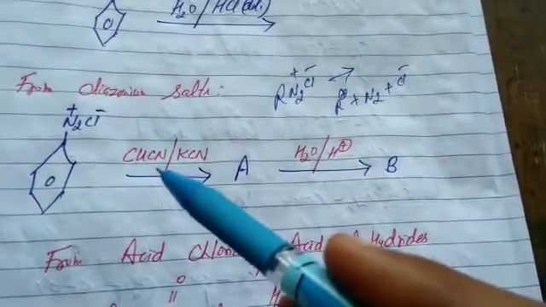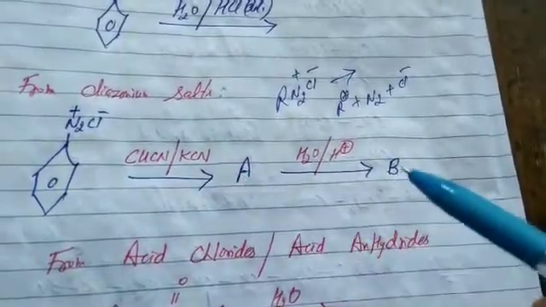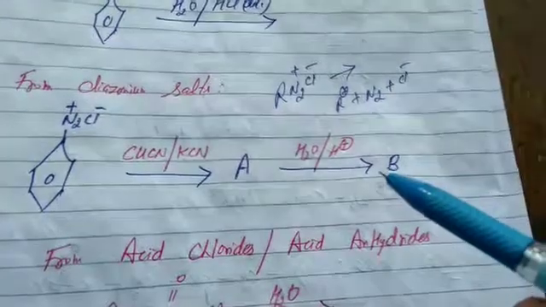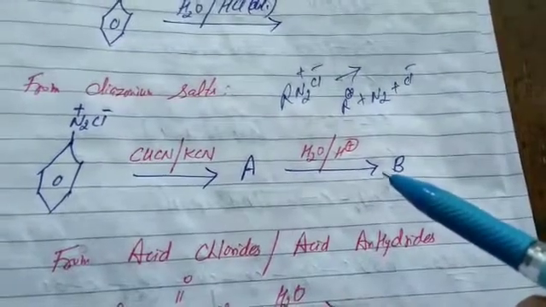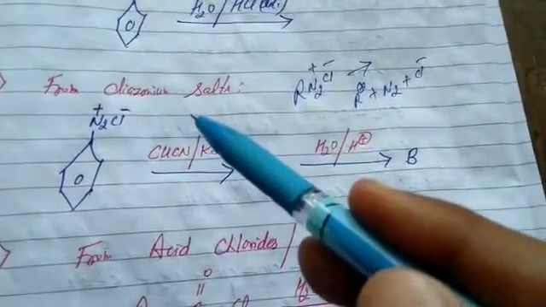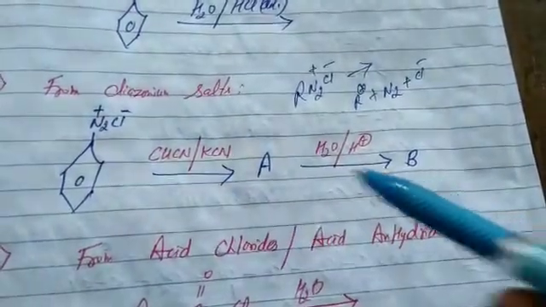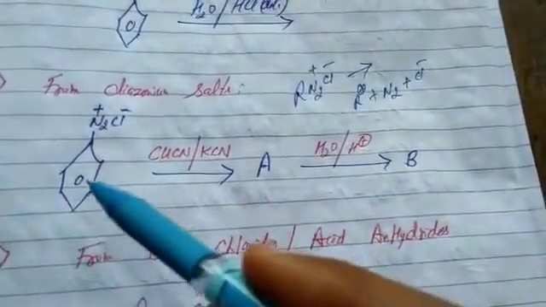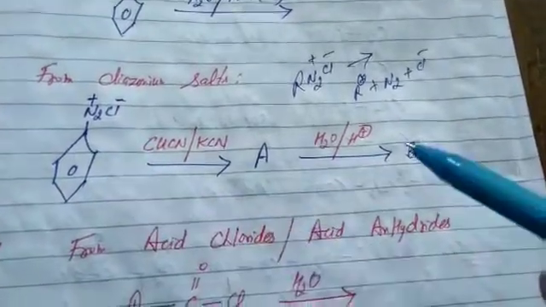Reaction with cuprous cyanide in KCN gives cyanobenzene. On complete hydrolysis, we again get benzoic acid. Or from amines, again we can get acids. From amine, aniline, we do diazotization, we get the diazonium salt, and the rest is the same.